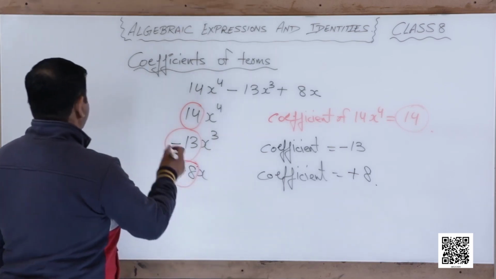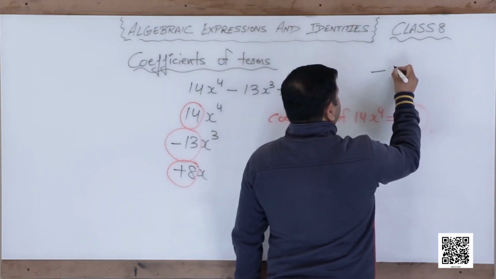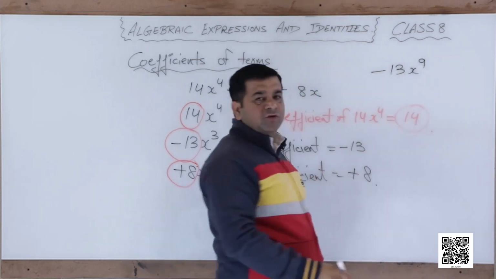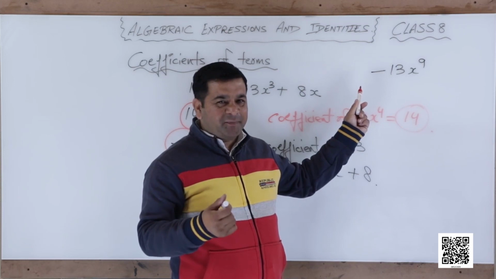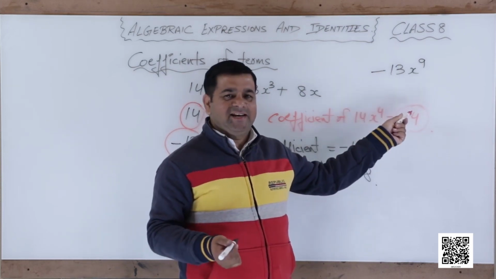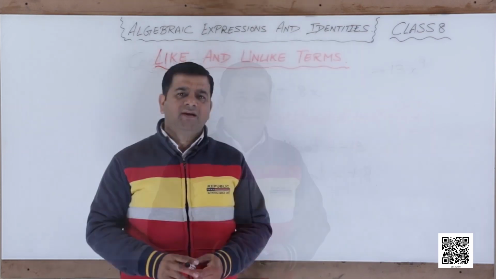Now suppose I give you another term, minus 13x raised to power 9. So what will be the coefficient here? Just guess. I hope you got it, and the answer is minus 13. So now let's move further.